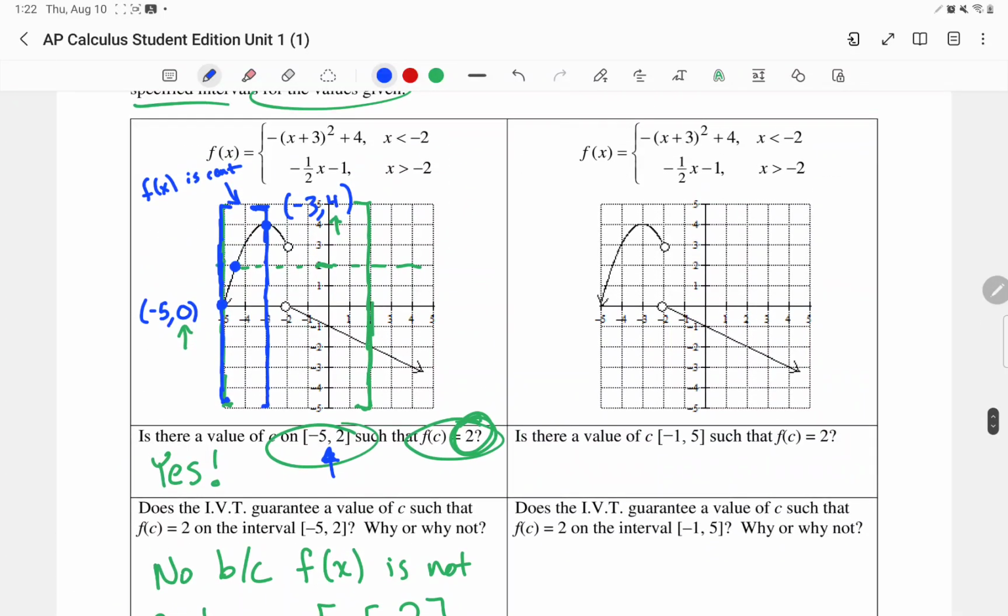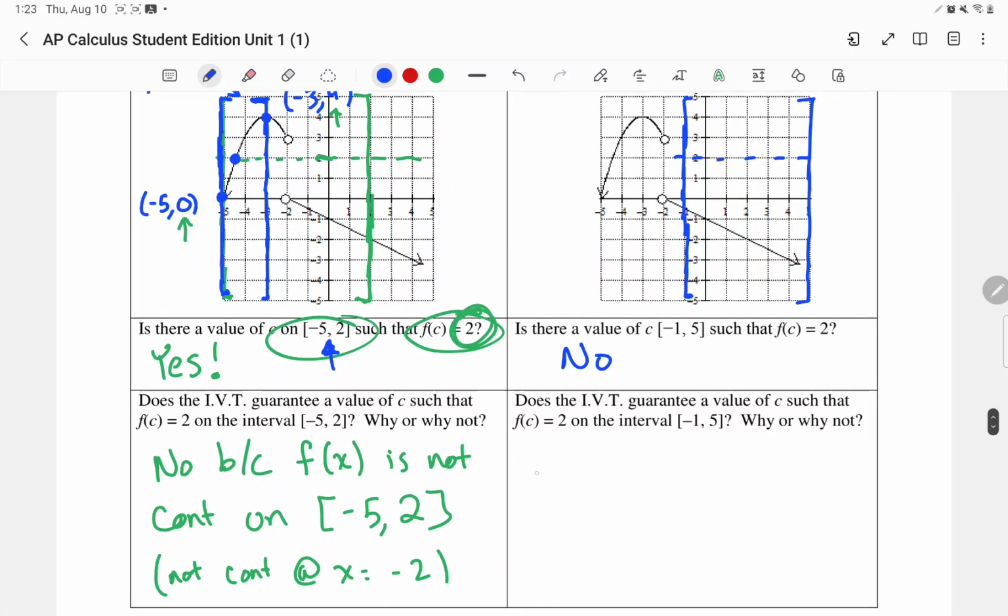Okay, now looking at the second one, same graph, but now we want to say, is there a value of c in between -1 and 5? So if I look at -1 and 5, is there a time where we pass through 2? And if we look, no, there's not. Did IVT guarantee this? Why or why not?